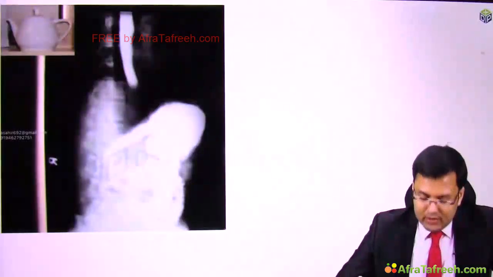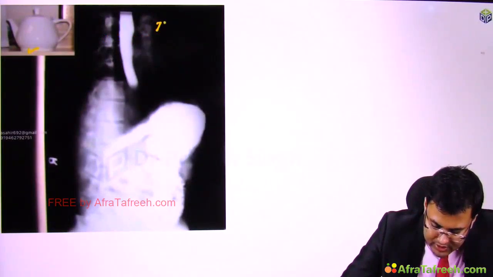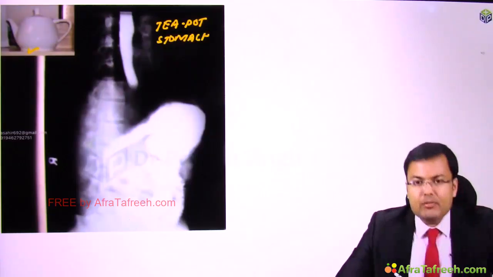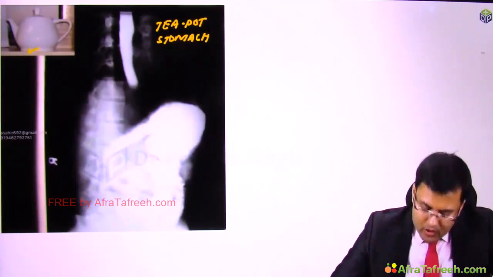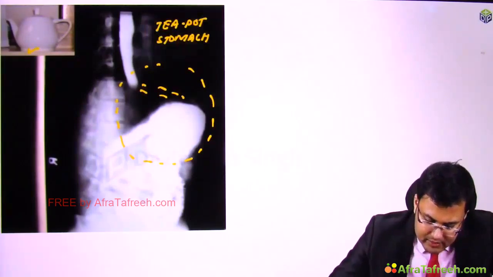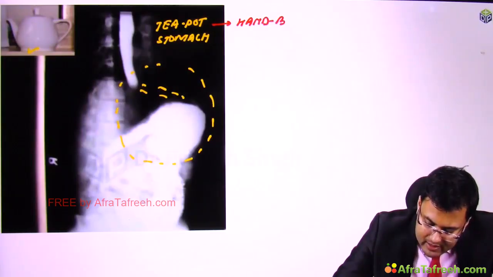Now question is asked, what's the name of this condition? Can you see? This is known as teapot stomach. So question is asked, what is the cause of this teapot stomach? Can you see, this is the stomach? Clear? So what's the cause of this teapot stomach, which is also known as handbag stomach?